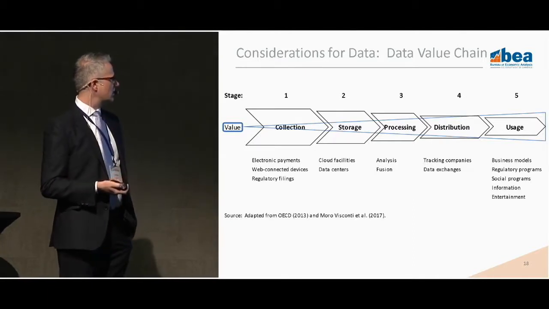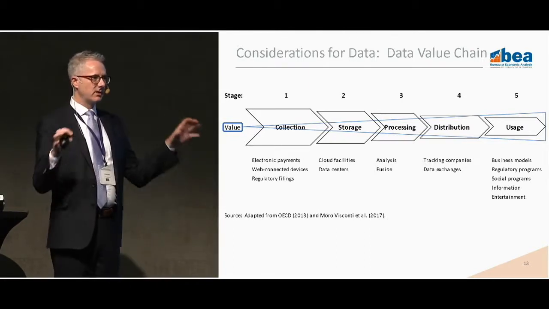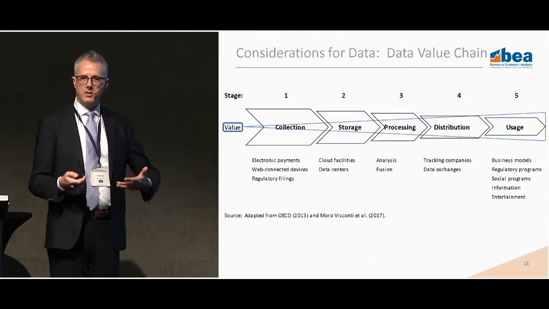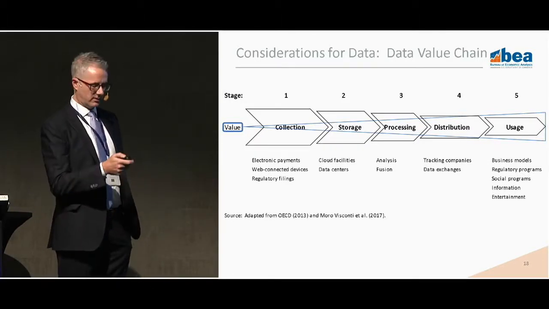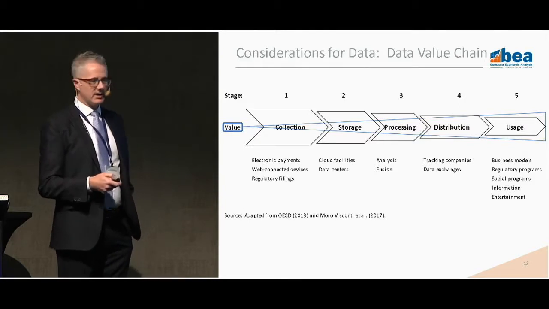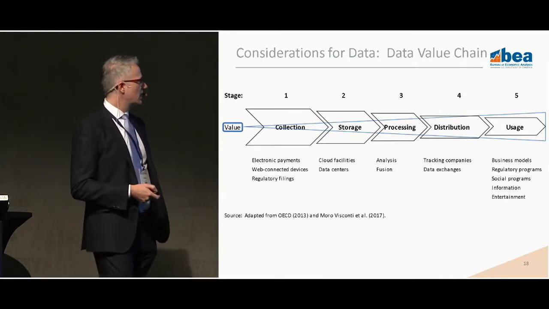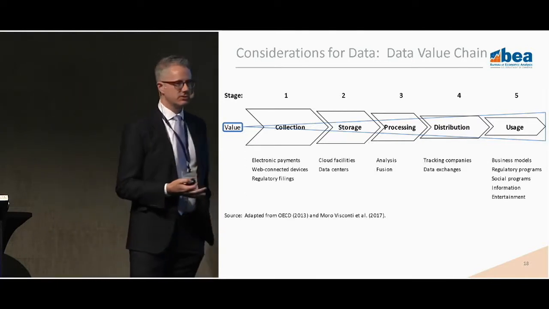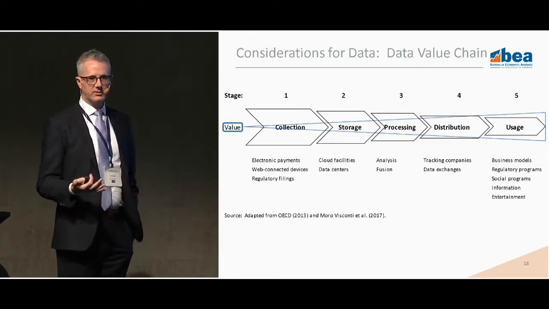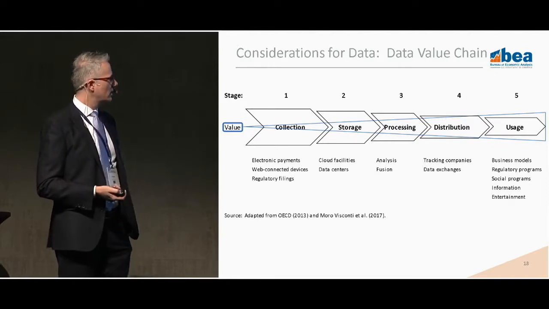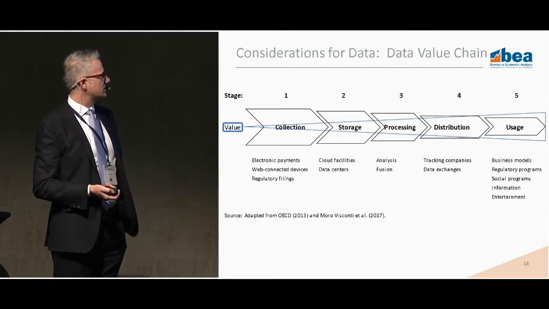Storage is the second stage. By the time we get to processing, value is starting to increase. Through analysis and fusion, this is combining data from different records to build a more comprehensive profile on firms or households. They become more valuable the bigger the record. There's distribution activities taking place through tracking companies and data brokerages and exchanges. And then by the end, we have the fifth stage, which is usage of data in either a data-driven business model. We hear a lot about that, but of course, governments use data for regulatory programs, and nonprofits for social programs, and households for general information and entertainment.